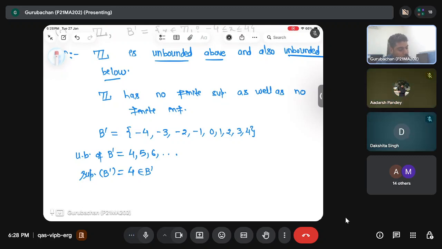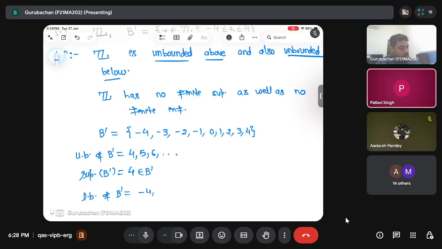Next, what will be the lower bound of B dash? -4, -5, -6. It can be anything. But the infimum will be -4.